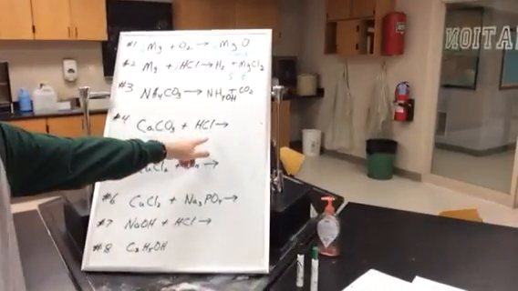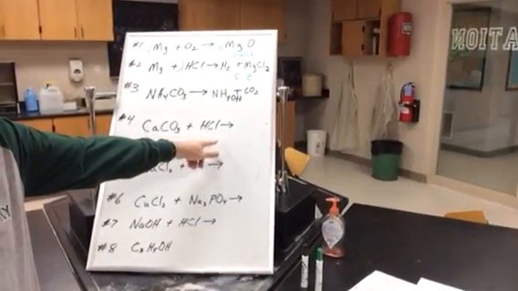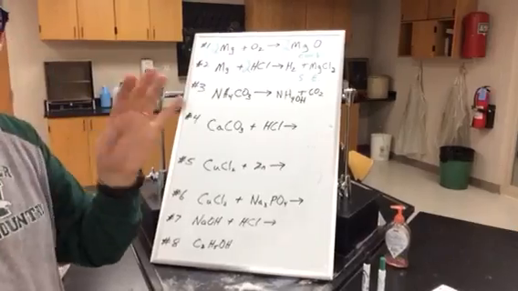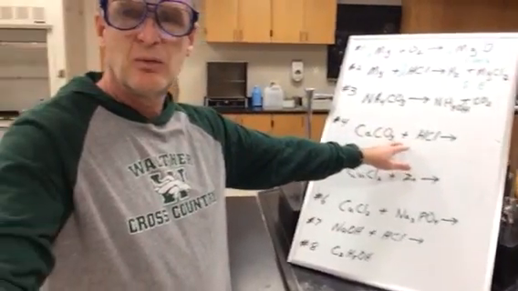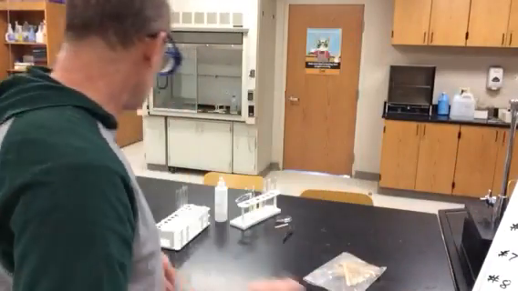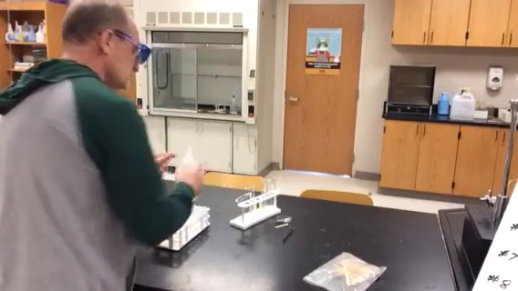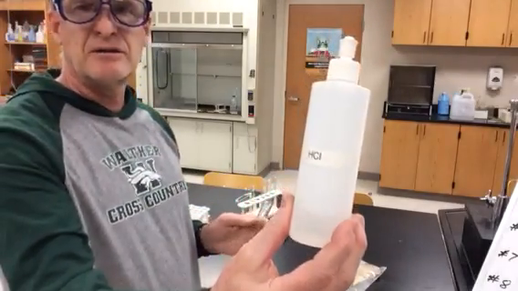Alright, so let's see if we get anything produced here when we react it with hydrochloric acid, because that's what we're going to do, reacting with hydrochloric acid. And again, if you need to stop and pause the video so you can write these down in your worksheet, then make sure you do that. Okay? So calcium carbonate. Here's my hydrochloric acid.